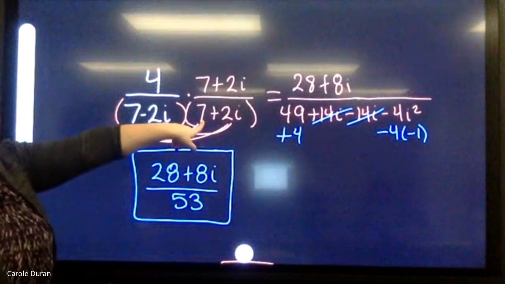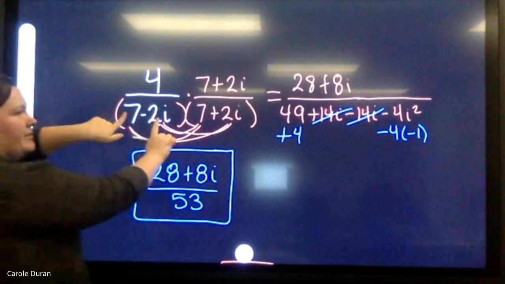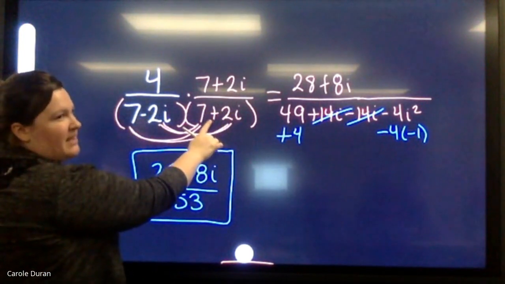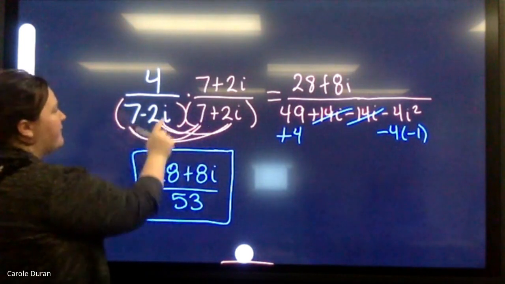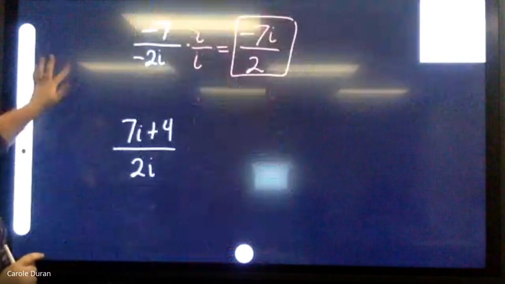Conjugate. Okay. Same numbers, but with the opposite operation. That's what a conjugate is. So since I had 7 minus 2i, that becomes 7 plus 2i. Yeah, we can say that.